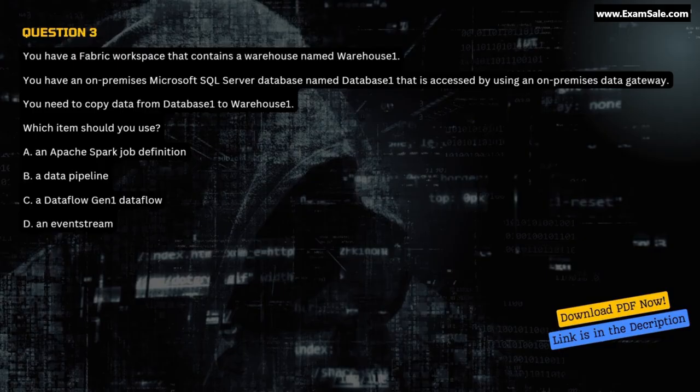A. An Apache Spark job definition. B. A data pipeline. C. A Dataflow Gen 1 data flow. D. An event stream. Correct answer: B.